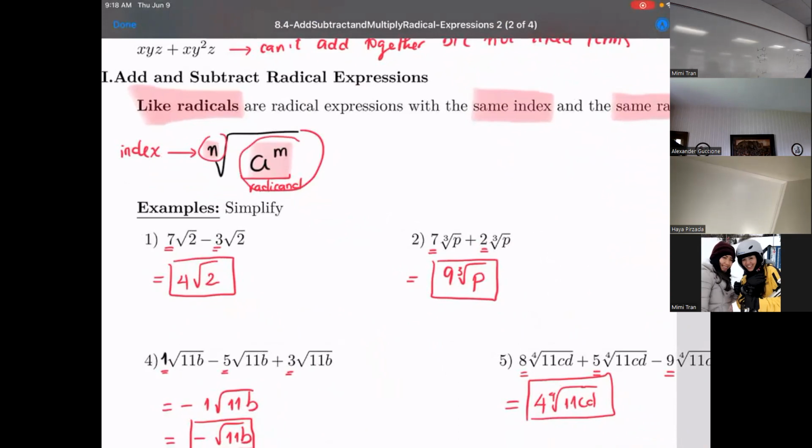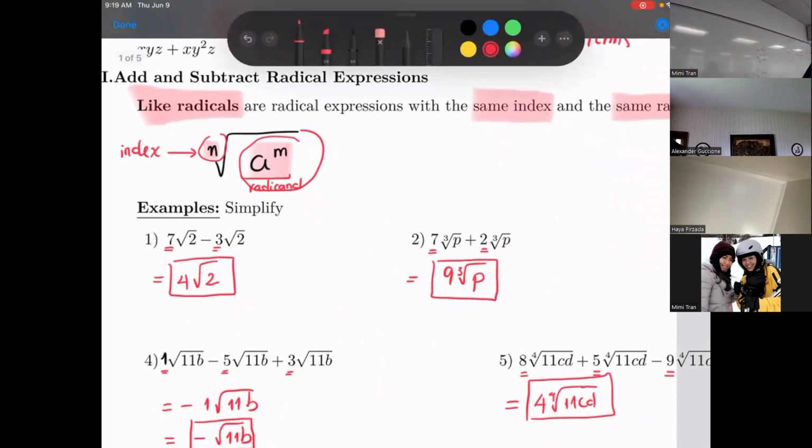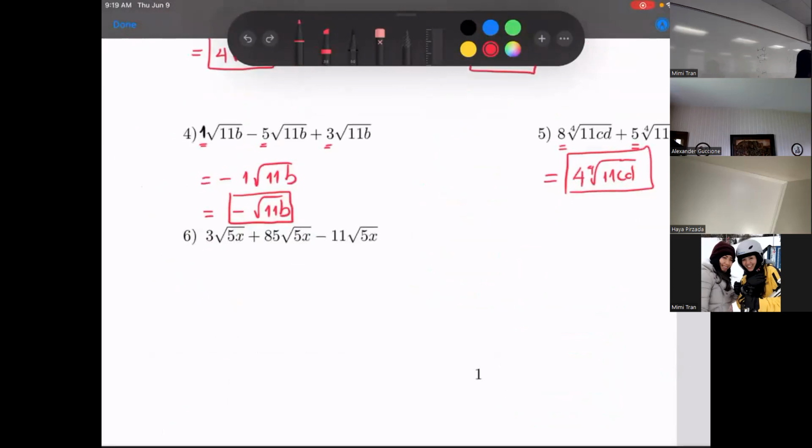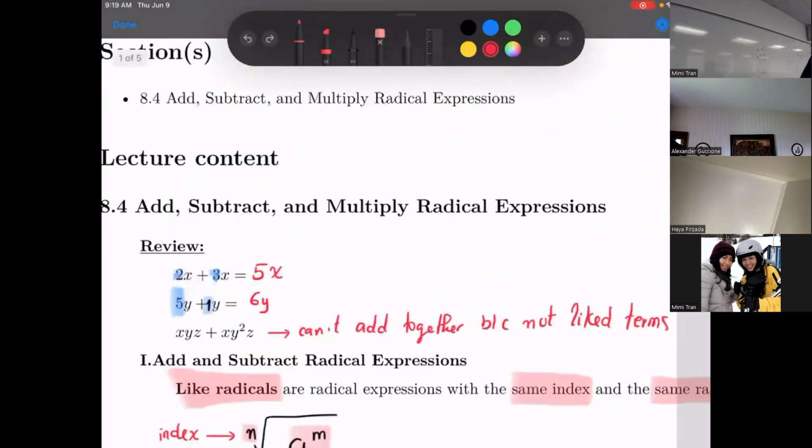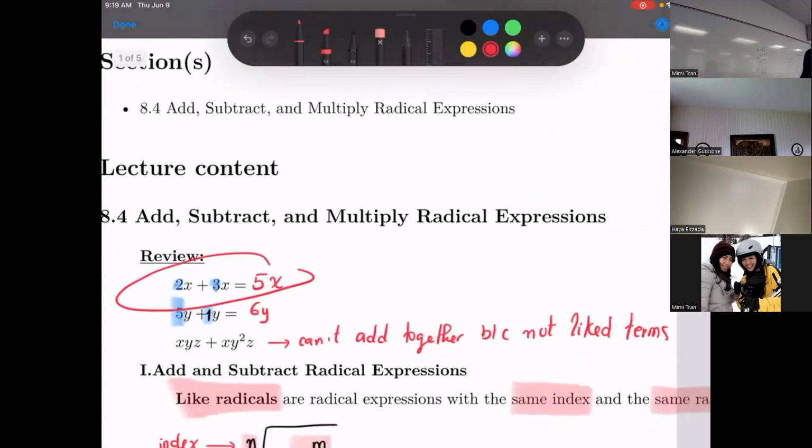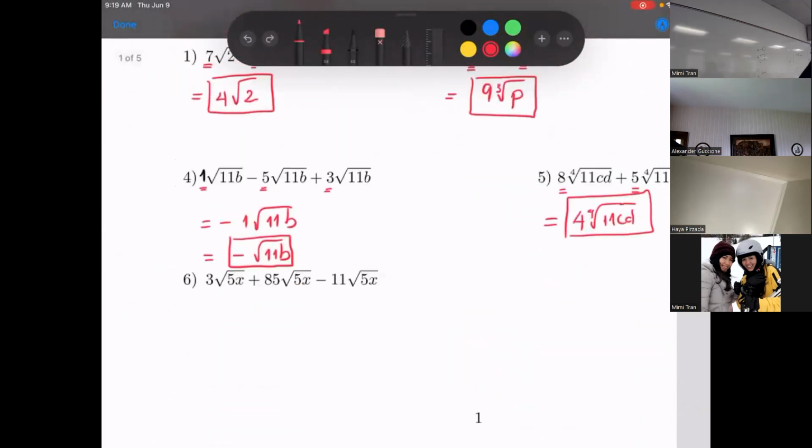Yeah, do not add the inside, just the number in front of the root. Kind of like if they were adding like x's. They both have x. Yeah, maybe that's what you mean.